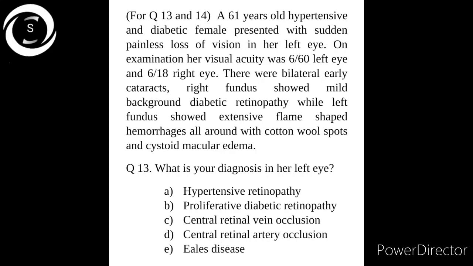Now for 13 and 14, a 61-year-old hypertensive diabetic female presented with sudden painless loss of vision in her left eye. Vision is 6/60 in the left eye and there are early cataracts in both eyes. The right fundus shows mild background diabetic retinopathy, whereas the left fundus shows extensive flame-shaped hemorrhages all around with cotton wool spots and cystoid macular edema. Flame-shaped hemorrhages are notorious in central retinal vein occlusion. So the answer to question number 13 is C.